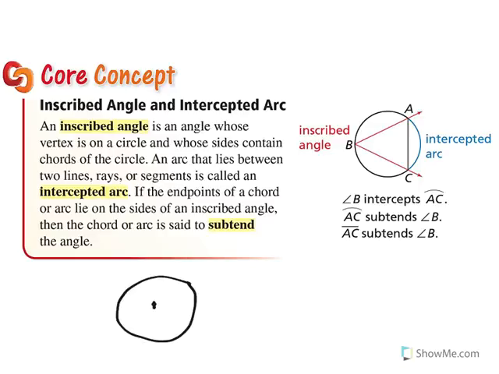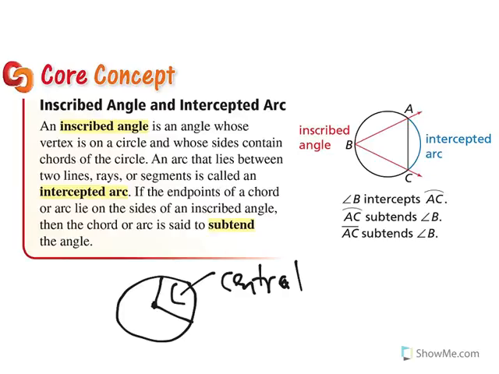A central angle is an angle that comes off of the center of the circle. So this one would be central. An inscribed angle is one that's going to go all the way across the circle. The vertex of that angle is going to be on the circle's edge, not in the center of the circle like a central angle.